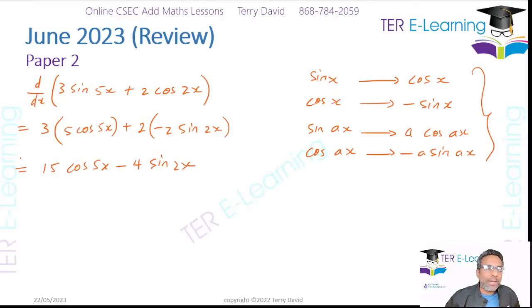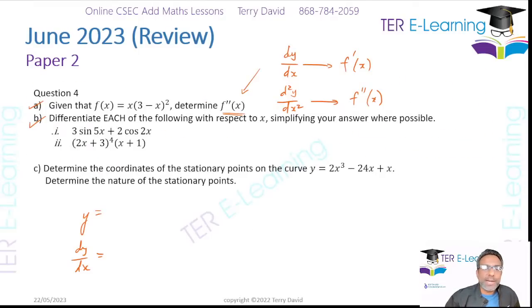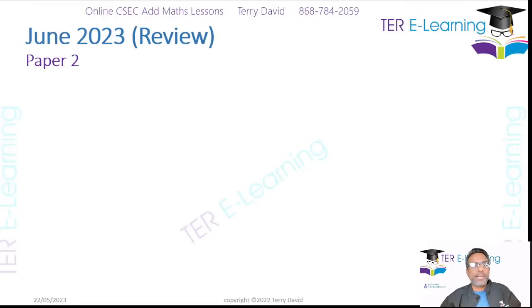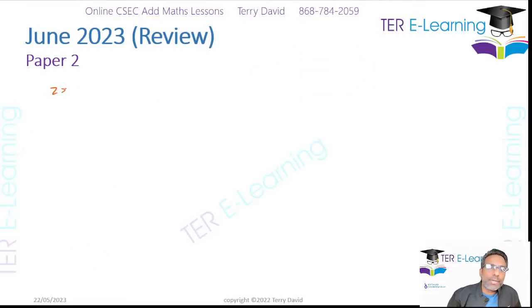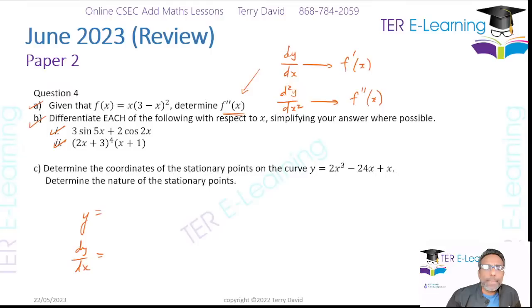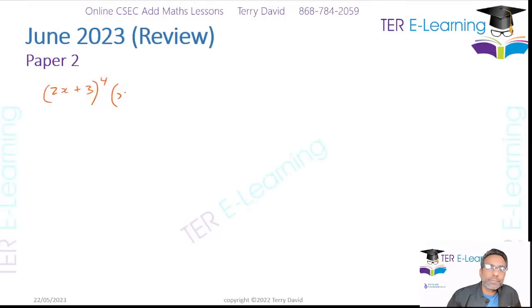Right, so that's this part here, B part 1. Part 2 now. Let me just get some more blank pages here. Right, so this part 2 here, we have 2x plus 3 to the power of 4 multiplied by x plus 1. So you want to differentiate this.